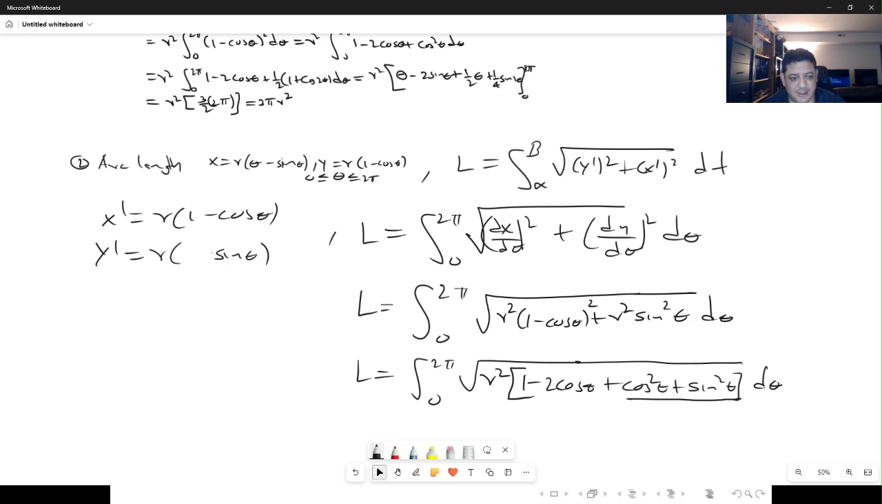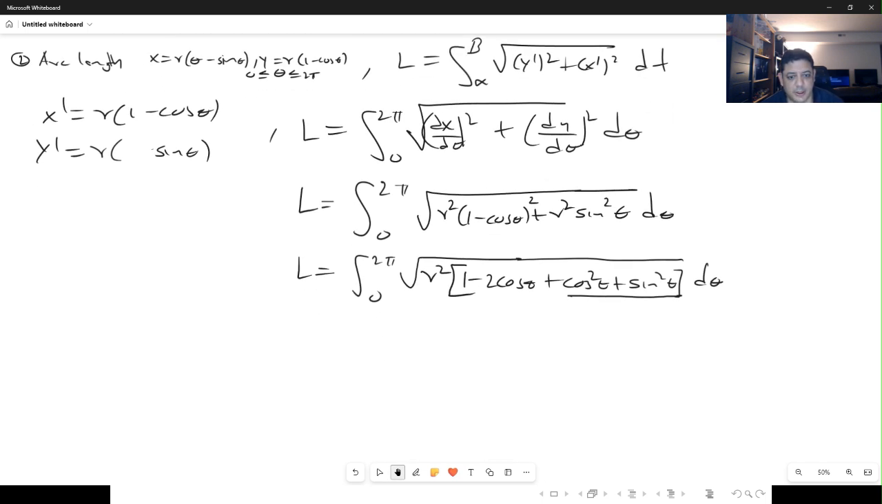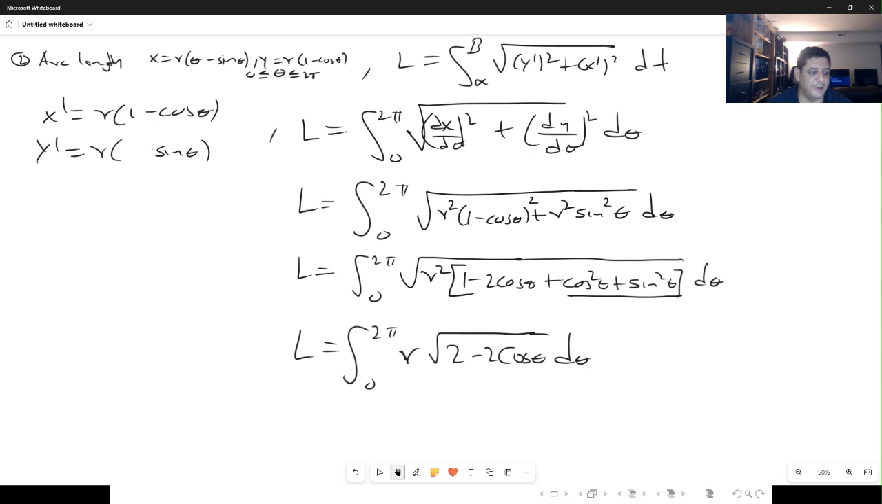And so at the end, this is just going to be L equals the integral from 0 to 2 pi of the square root of r squared, which is going to be r. And now here we're going to be left with 2 minus 2 cosine of theta. This is just what is left in there. Now at this point, we obviously integrate what this is.